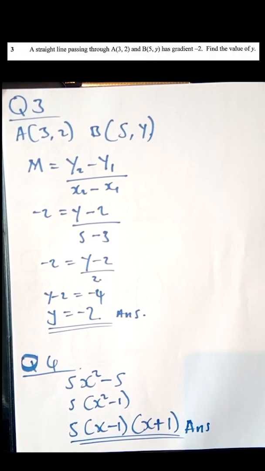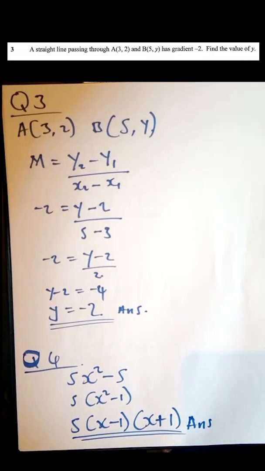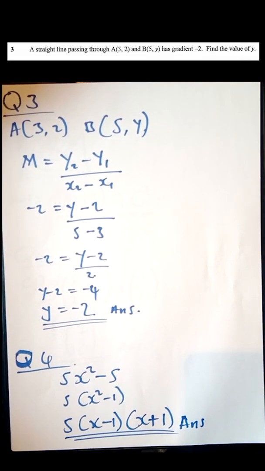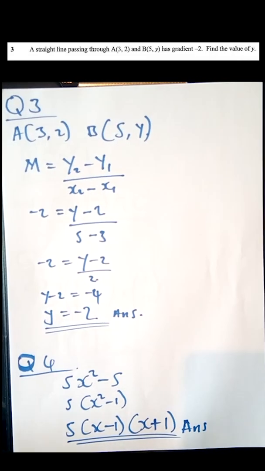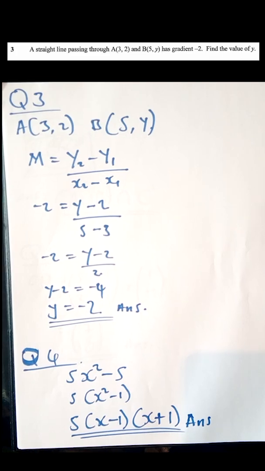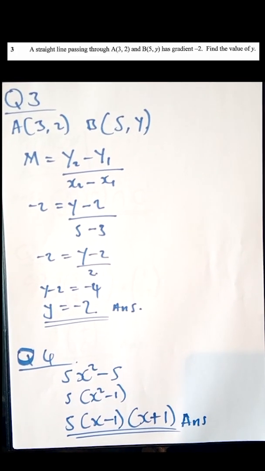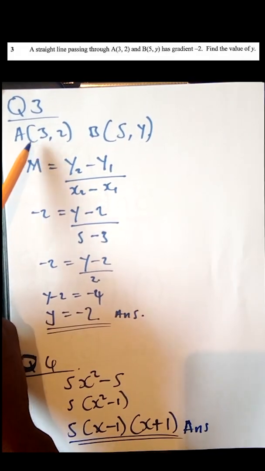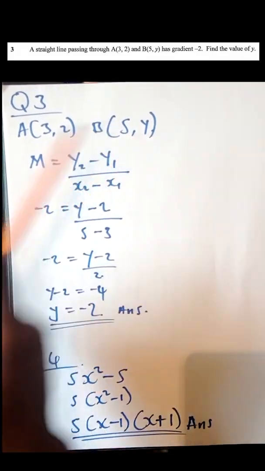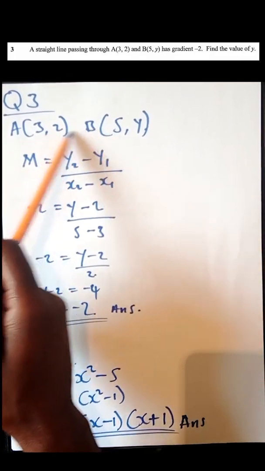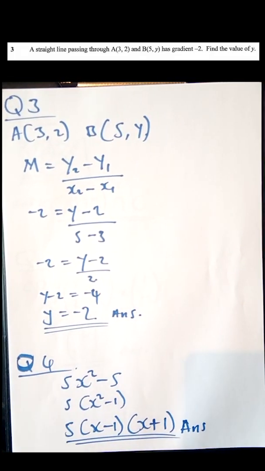We come to the third question. It reads: a straight line passing through A, which is the point (3, 2), and B, which is the point (5, y), has the gradient negative 2. Find the value of y. So A is (3, 2), B is (5, y). Then the gradient we've been given for this line is actually negative 2.